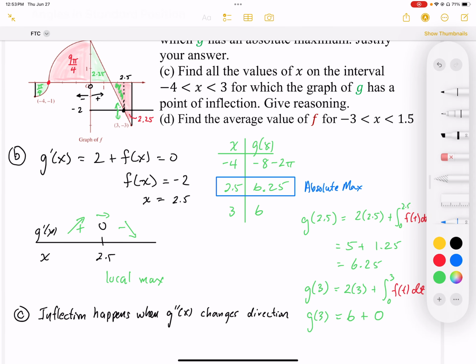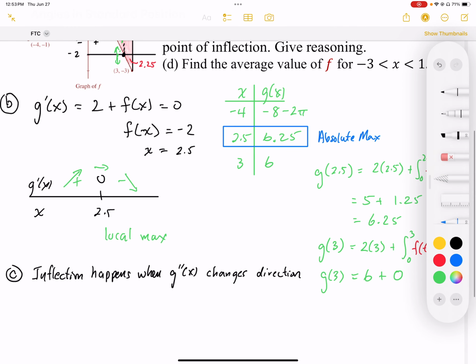Part C says find all the values of x on the interval for which the graph of g has a point of inflection. So inflection happens when g double prime changes direction. Okay, so g double prime needs to change direction. So we're going to write an expression for g double prime. So starting with g prime, we have g prime equals 2 plus f of x.